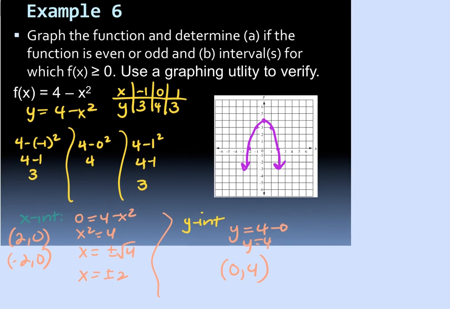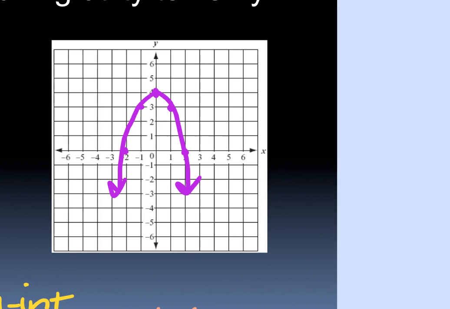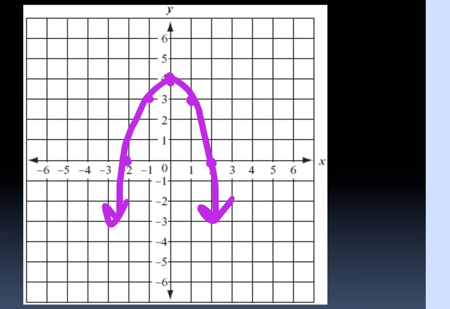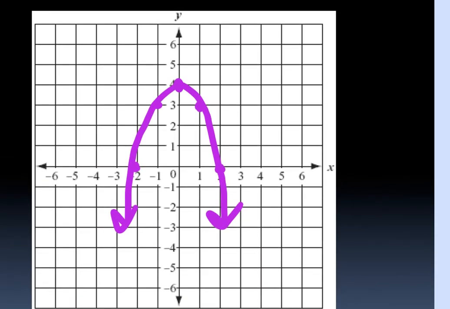Okay, so is this even, odd, or neither? So your options are y-axis symmetry, origin, or neither. Has it got any of that? It's good. It's y-axis symmetry because I can fold it on my y-axis and it overlaps, right? Which means it's even. So this graph is even because it has y-axis symmetry.